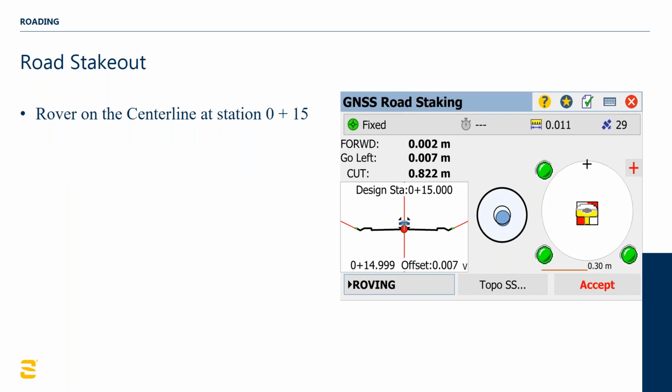So here you can see I'm staking 0 plus 15. That's where I'm at. And with that, I'm within 2 millimeters and 7 millimeters of finding that position on the road. You can see that my GPS antenna is directly on top of the target. And right at that point, I've got 82 centimeters of cut to hit the design surface.